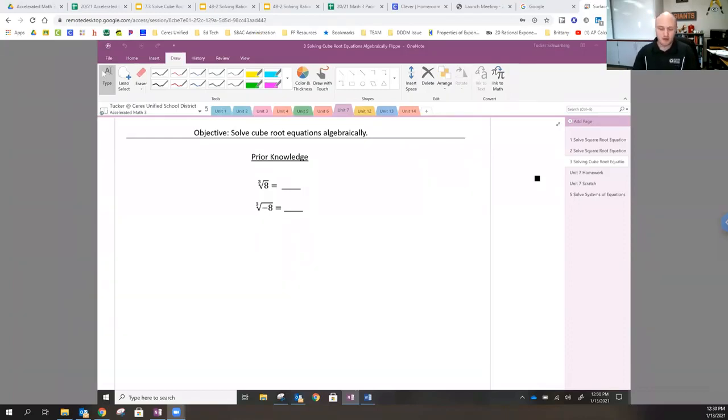Now, for prior knowledge, I just want to remind you that with cube roots, as opposed to square roots, we don't have to worry about having negative radicands. The cubic root of 8 is 2, but additionally, the cubic root of -8 is -2. I don't have to worry about restricting domain. The domain of cube roots is all real numbers.